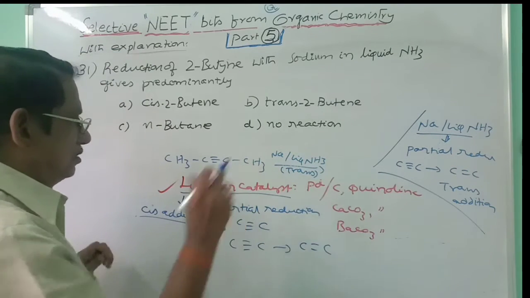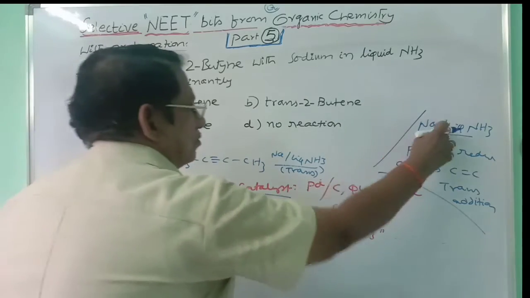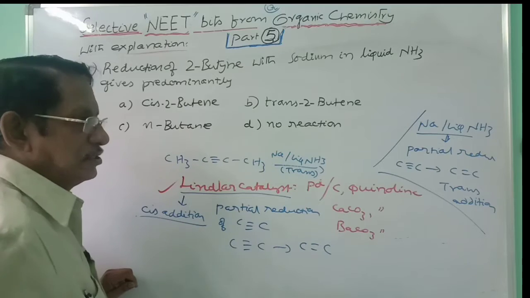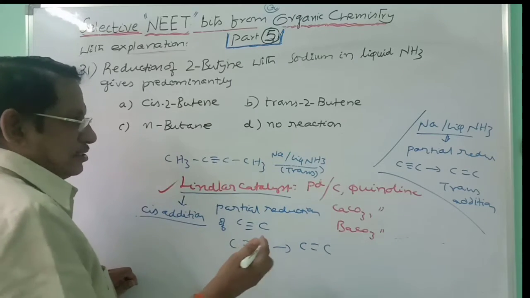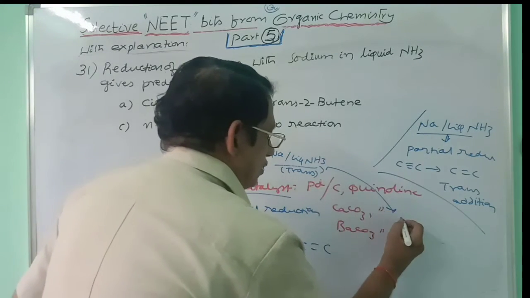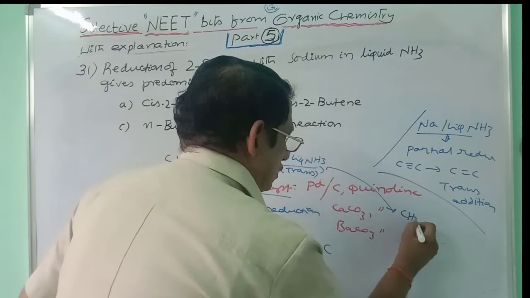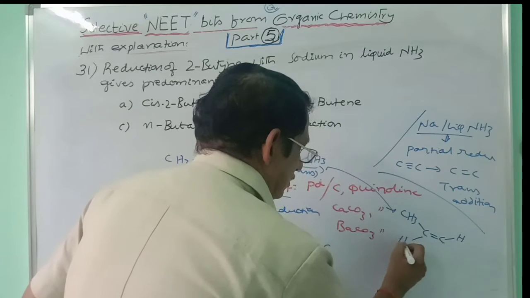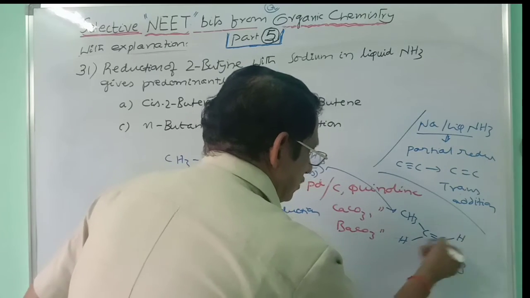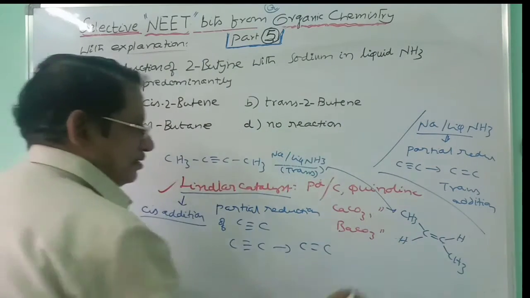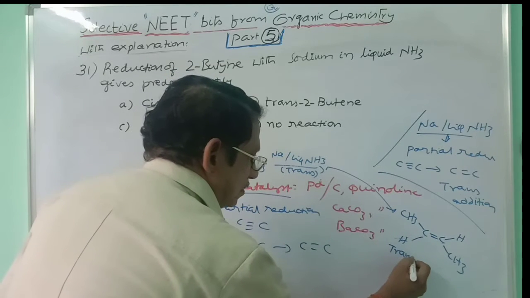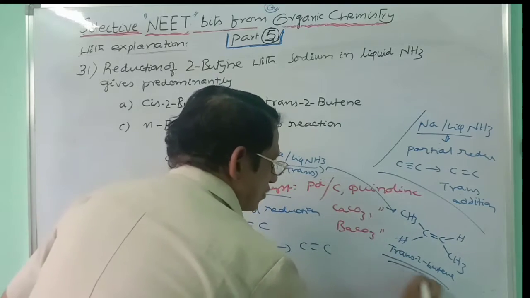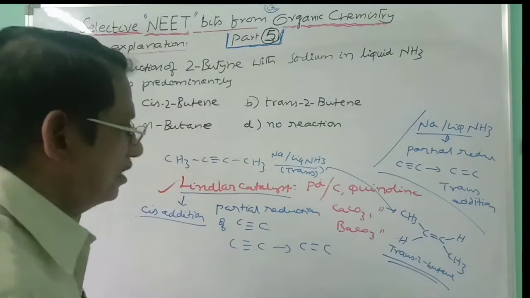Trans addition will be taking place. So sodium in liquid ammonia, always trans addition will be taking place, and this will be converted into CH double bond CH. So what is the product obtained here? Now I am writing here CH3, C double bond C, H here, CH3. This is what we call trans addition. This is trans-2-butene. This is the product obtained.